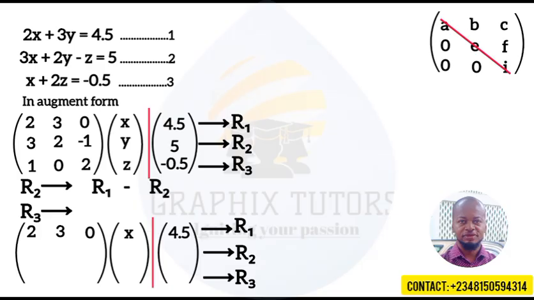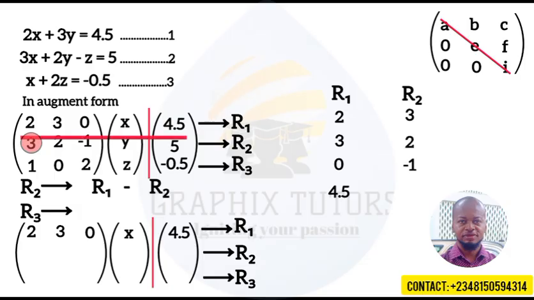Now the aim is to make the first element in row 2 to be 0. Are we together? So we are going to do it such a way that when we subtract row 1 and row 2, we must have 0 in the first element of row 2. So what are we going to do? First of all, let's write all the values of row 1. The value of row 1 is 2, 3, 0, 4.5. And now the value of row 2 is 3, 2, minus 1 and 5. There's a minus in between.